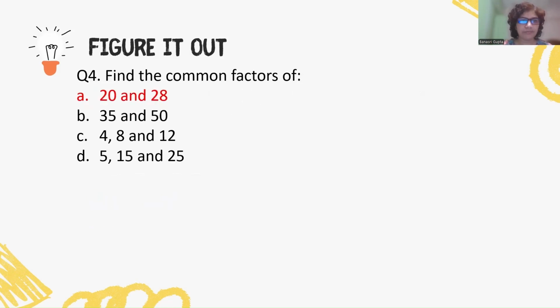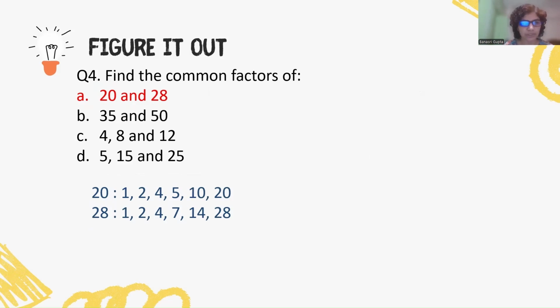Next, the fourth problem, we have to find the common factors of a few numbers. So first is 20 and 28. The 20 has all these factors: 1, 2, 4, 5, 10, 20, and 28 has 1, 2, 4, 7, 14 and 28. So out of these factors, what are the common factors? The common factors are 1, 2 and 4.